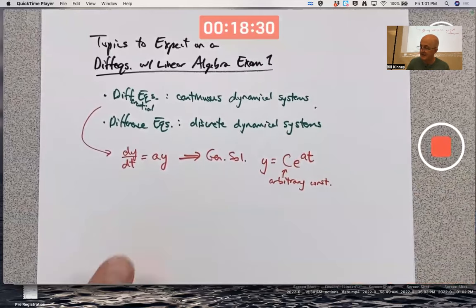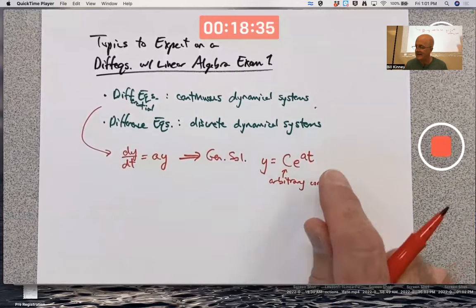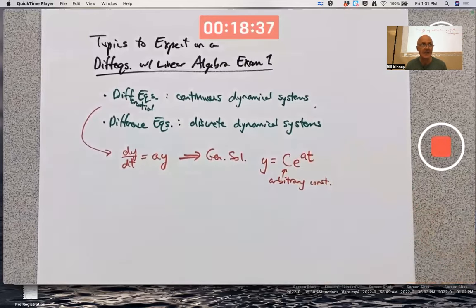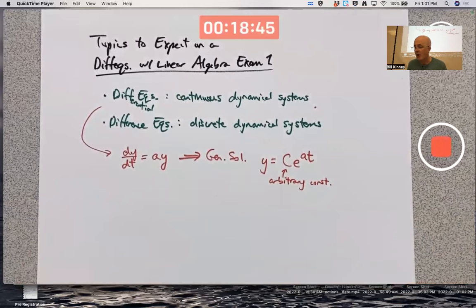A is a specific constant. It's got to match that A. If that A is 5, that A's got to be 5. But C can be anything. Any function like this solves the differential equation. You should certainly be able to check that. It's pretty easy. Moreover, any solution of the differential equation should be able to be put in that form. That's harder to prove.